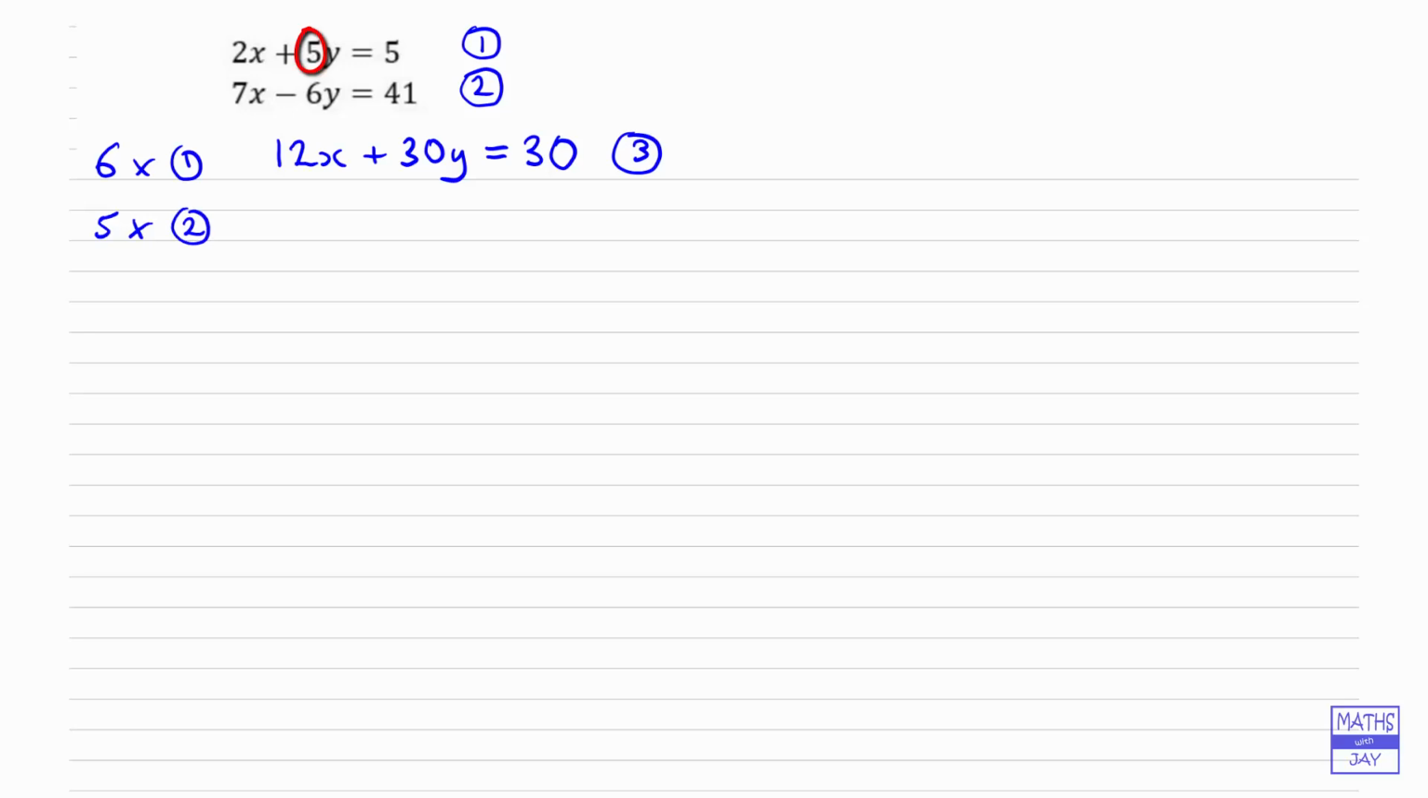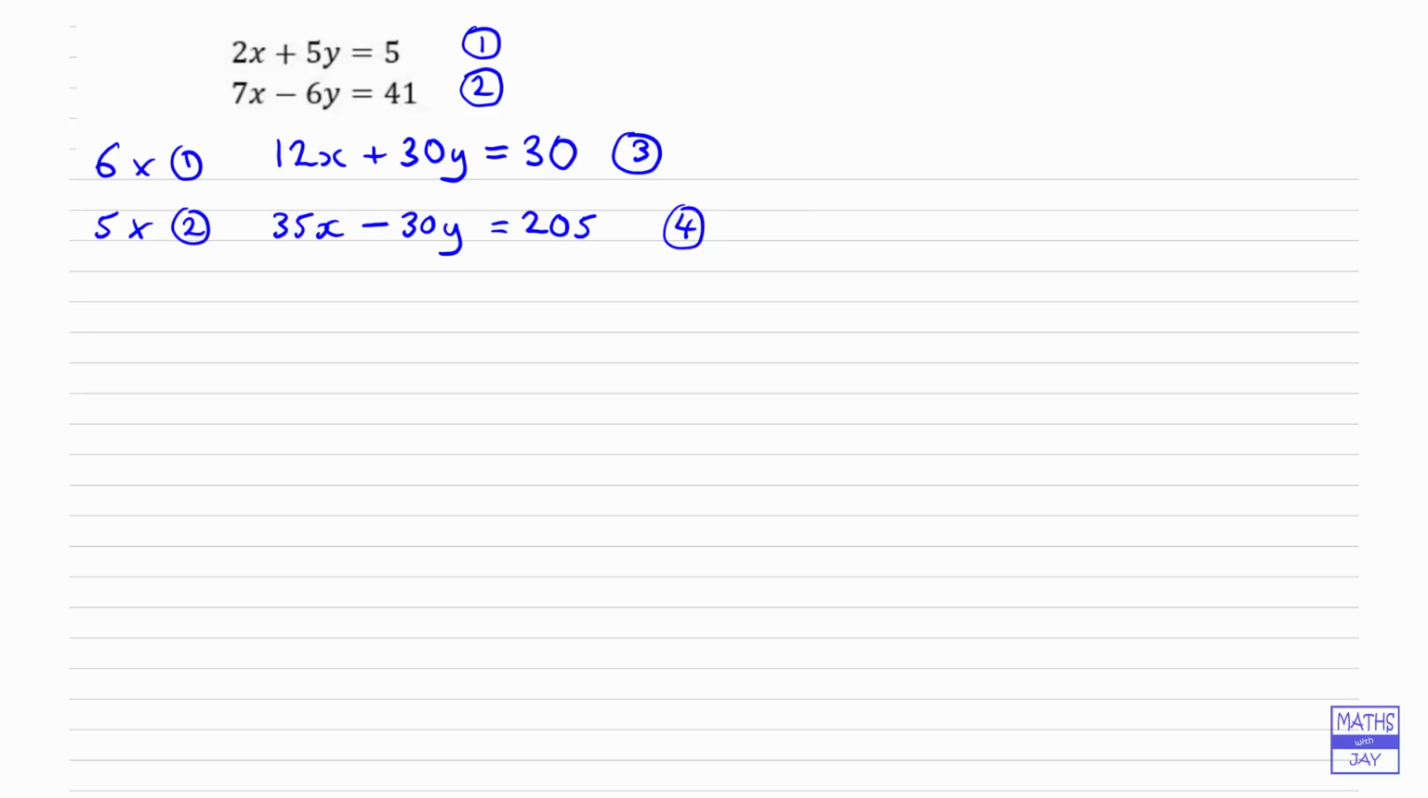So that will give us 5 sevens are 35, so that's 35x. And then 5 times minus 6y will be minus 30y. So now you can see that if we multiply the first equation by 6 and the second equation by 5, we'll get 30y in each of these equations. So that will enable us to eliminate the y. And then multiplying 5 by 41 gives us 205. So another equation there, so we'll call that number 4.